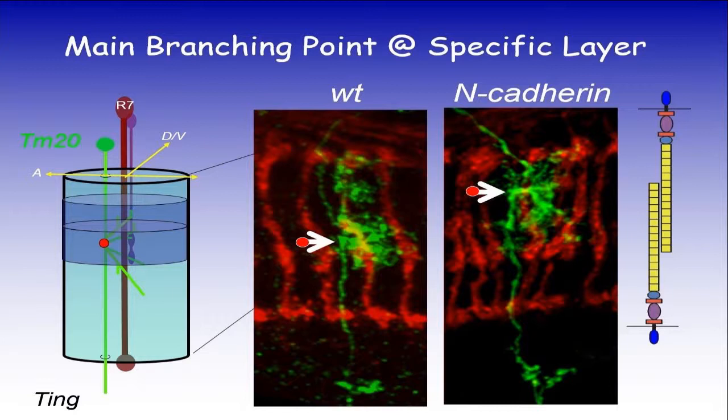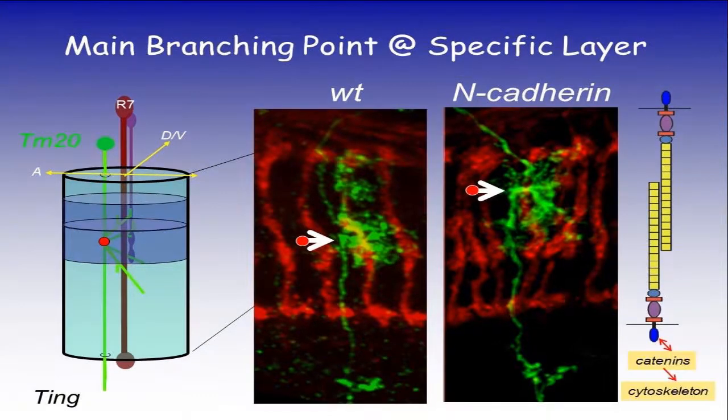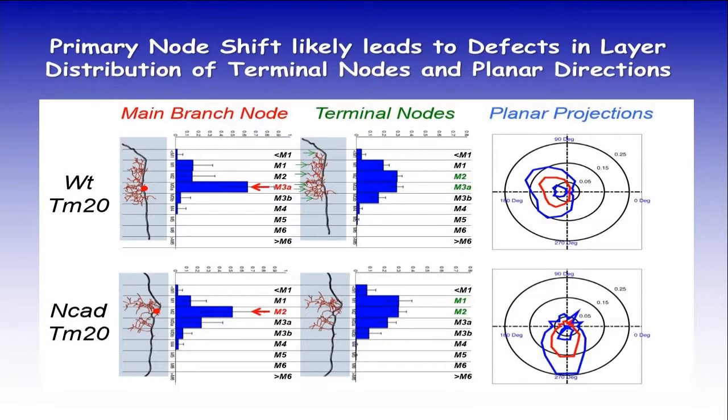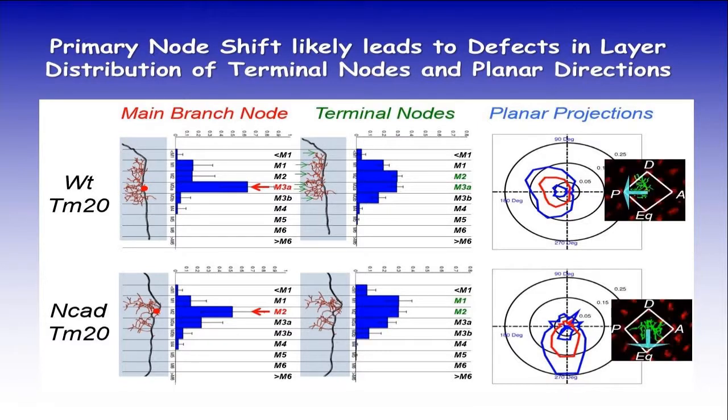So we know that N-cadherin is an evolutionarily conserved molecule. It's a classical cadherin, so it contains this cytoplasmic region that binds to catenins, alpha and beta catenins, and signals to actin cytoskeleton. We have shown that if you remove this part, then the molecule no longer functions in here. So it's not just an adhesion part carried out by the extracellular domain, but also the signaling part of that. And removing that not only shifts the main branching point, it also shifts the main terminal point as shown here, and also has some disruption of the planar projection directions.